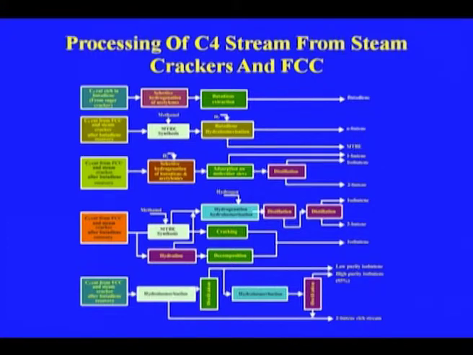Then the stream from here can be combined with the C4 cut from the FCC, then it will go to the MTBE, and MTBE then, either by cracking you can get the isobutene, or it will go to the hydrodeacetamization process. So let us discuss in detail about this stream.